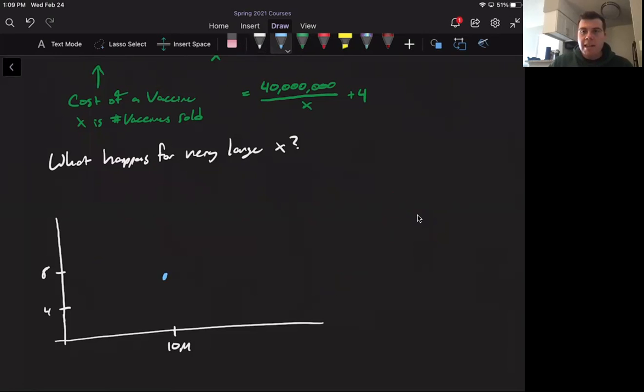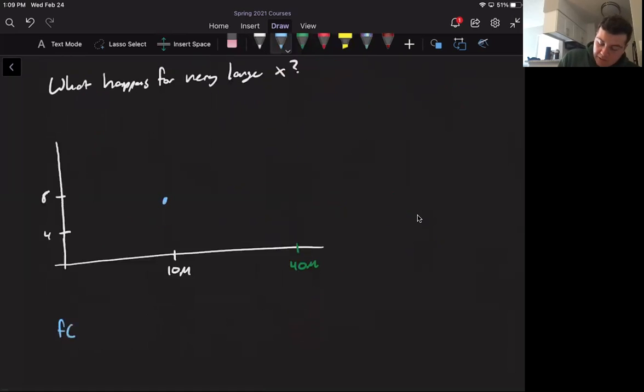All right, but maybe this is a coronavirus vaccine, and you can sell at least 40 million of these vaccines. So if instead we had put 40 million, then all we have to do is plug 40 million into our function. Check F of 40 million equals, we had 40 million, we divide it by x, which is 40 million, and we add 4. And that just gives us back 5. The 40 million cancels with the 40 million to leave 1.